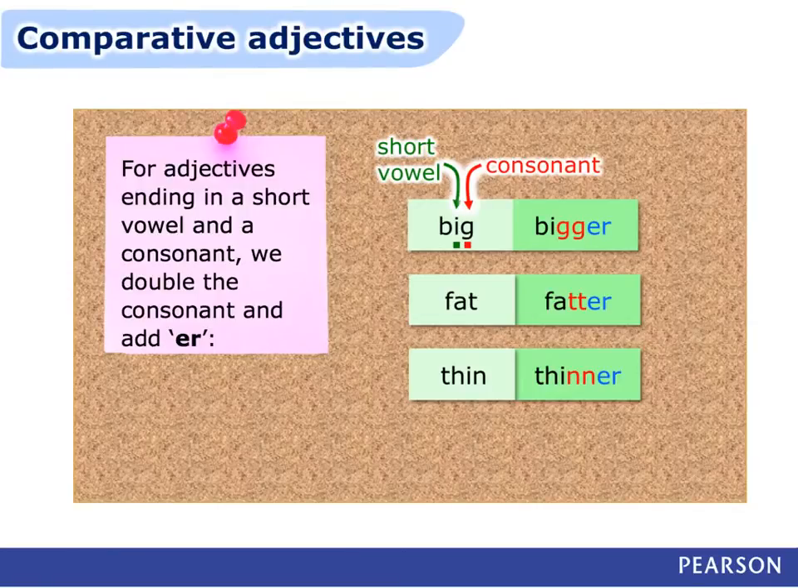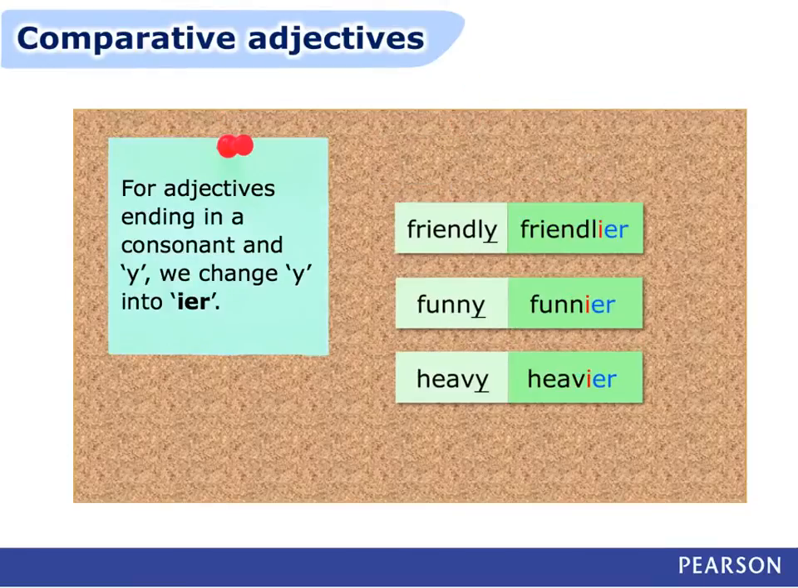For a one syllable adjective that has a short vowel like big, fat, thin, we double the last consonant. Double G for bigger, double T for fatter, and double N for thinner.